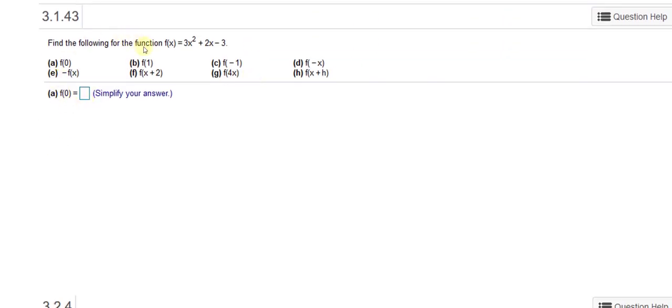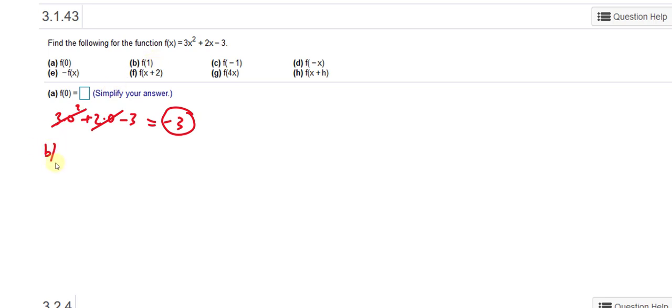For the following of the function, well, this has a lot of questions. 1, 2, 3, 4, 5, 6, 7, 8. Let's try it. F of 0. So whenever 0, you see that 0 goes to the place of x. So 3 times 0 squared plus 2 times 0 minus 3. You get minus 3.